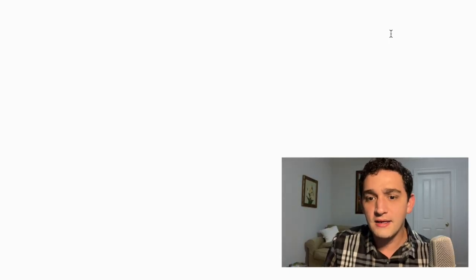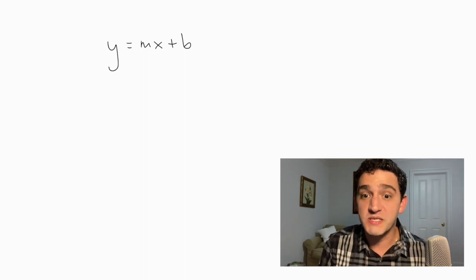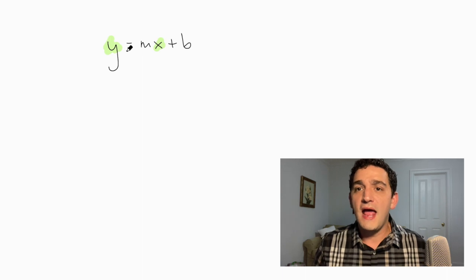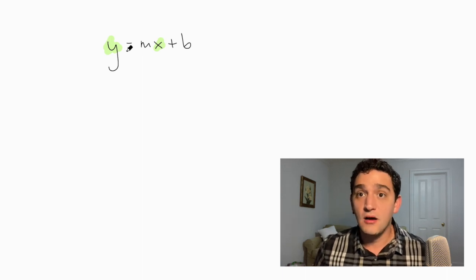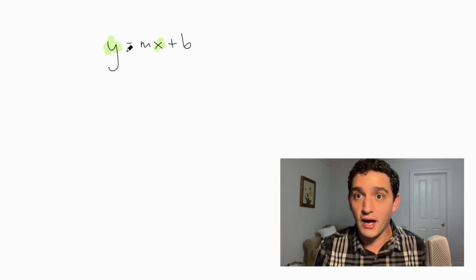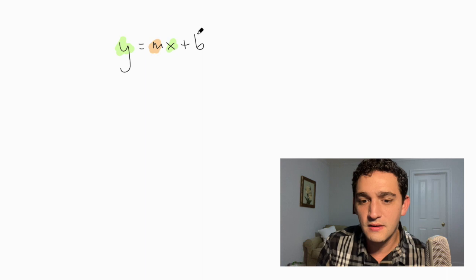Linear functions. We learn about these using what's called slope-intercept form, or y equals mx plus b. Let's talk about what these terms mean. So x and y are your variables, and they can stand in for any point on a line, any coordinate point where x is the x value and y is the y value. But what about m and b?